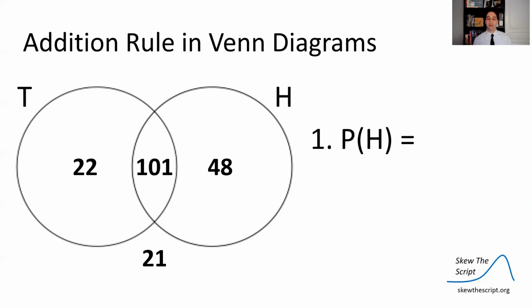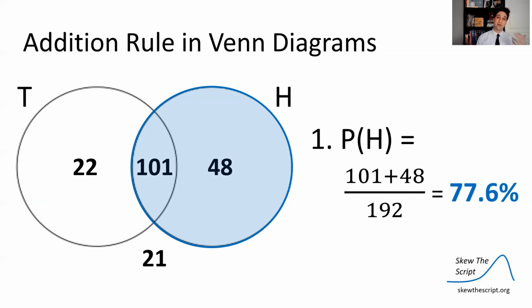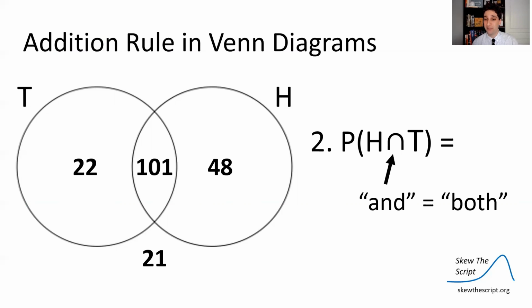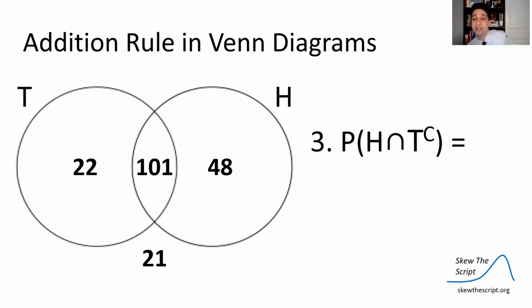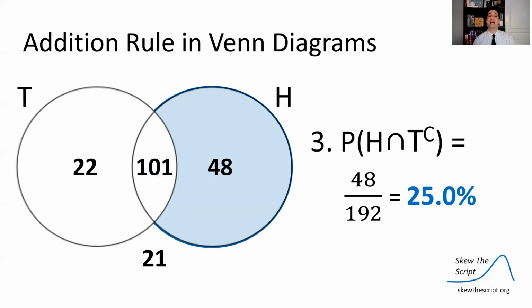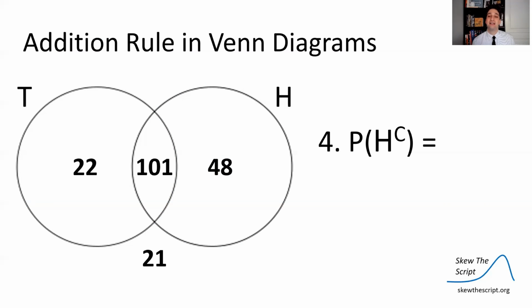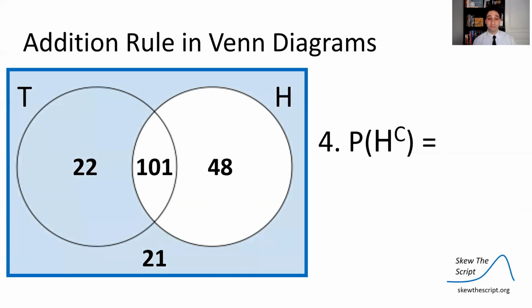Find the probability of one circle, the probability of getting a high income earner. We add up the whole circle total, divide by 192, and we get that probability. Find the probability of both, the and condition, we get the intersection. So the probability of finding someone who's both a high income earner and tall is 52.6%. Find the probability of someone who is a high income earner and not tall. We just get the high income earner without including any of the tall circles. So that's 48 out of 192, or about 25%. Find the probability of someone who is not a high income earner. We add everything outside the high income earner circle. So that's 22 plus 21 out of 192, which is 22.4%. We can also use the complement rule, 1 minus the probability of high income earning. So that's 1 minus what we got before, which again gives us 22.4%.